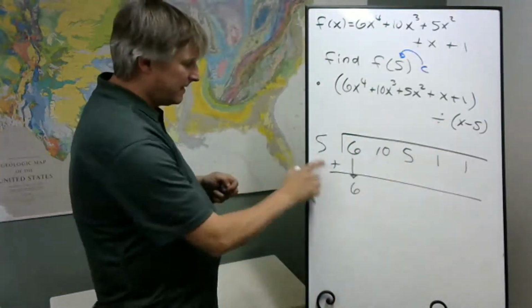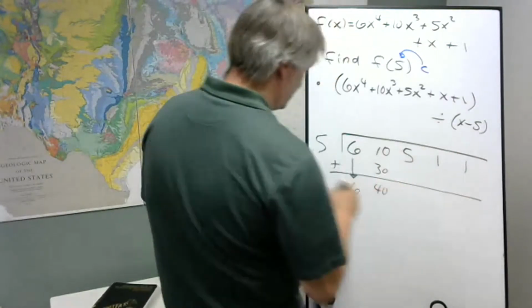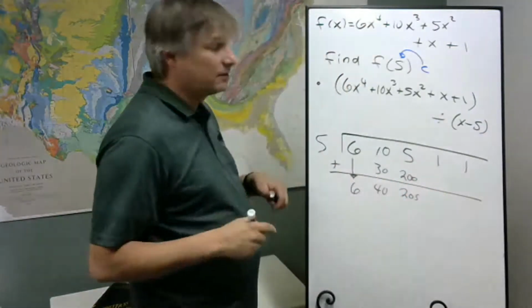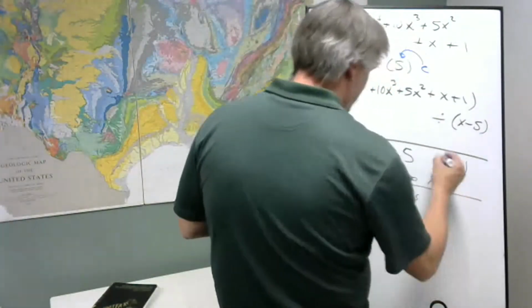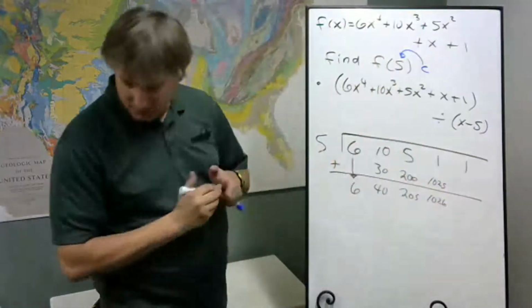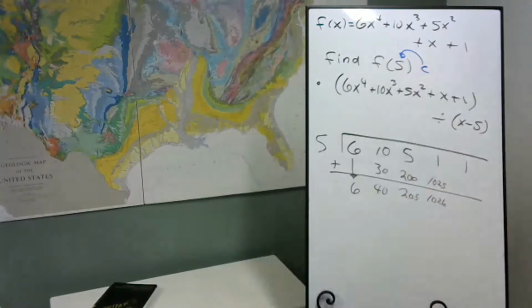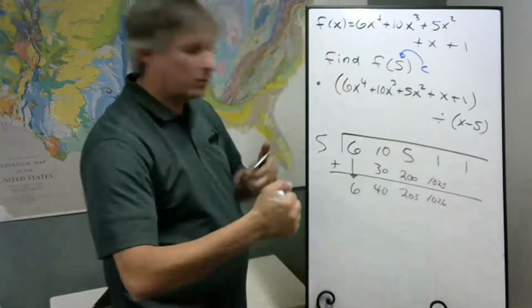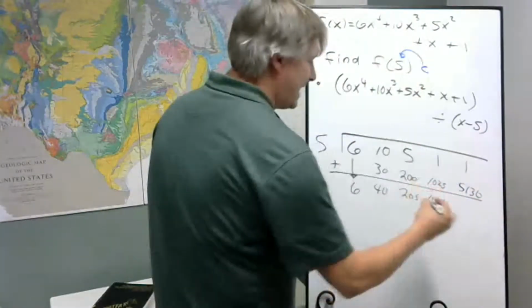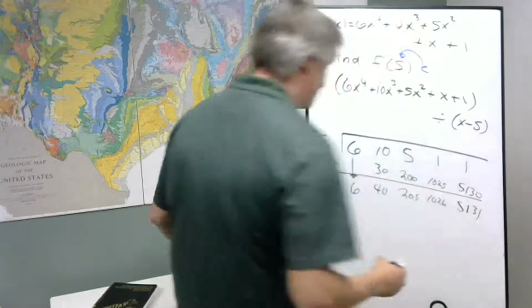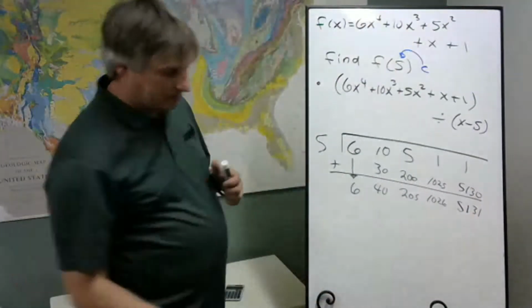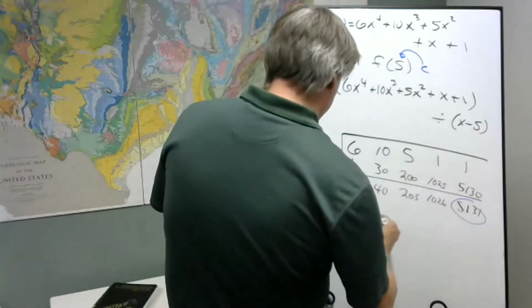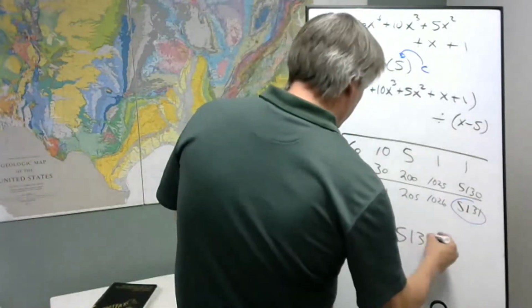So away we go. 5 times 6 is 30. Add, we get 40. 5 times 40 is 200. Add, we get 205. 5 times 205 is 1,025. Well, we're getting some multiplications in here. Add, we get 1,026. Okay, so let's break out a calculator finally. 1,026 times 5, we get 5,130. Add, 5,131. So our remainder is this. What this says is that f of 5 equals 5,131.